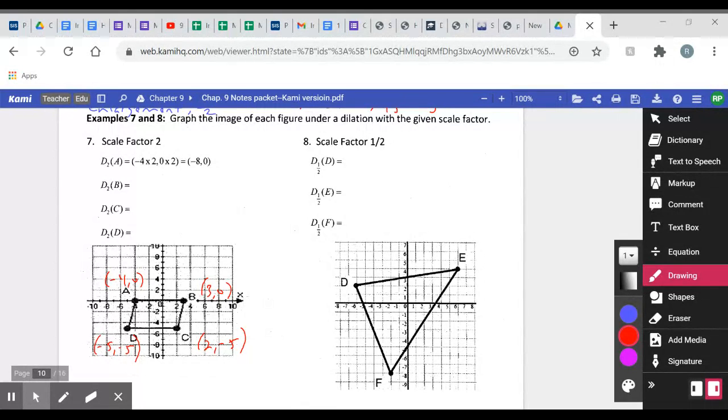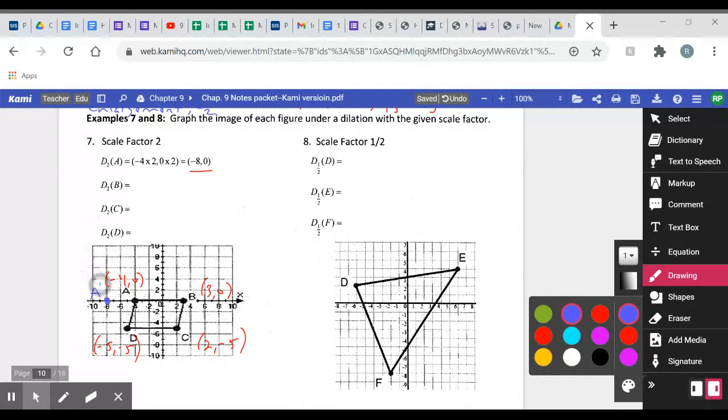Up here, you can see they already did A for me. That little 2 means that it's a scale factor of 2. You can see it took the ordered pair and multiplied each part of the ordered pair by 2 to get the new ordered pair, which is -8, 0. So if I graph that, -8, 0 right here is where my A prime, my new A, is. I need to figure out where my new B, my new C, and my new D are going to be.